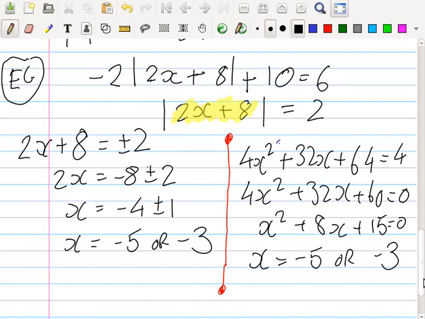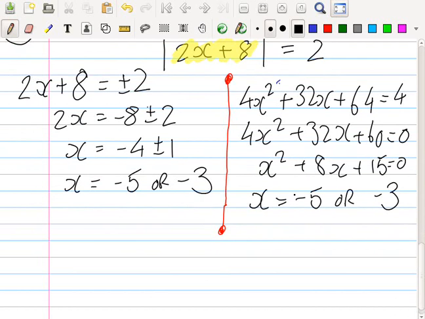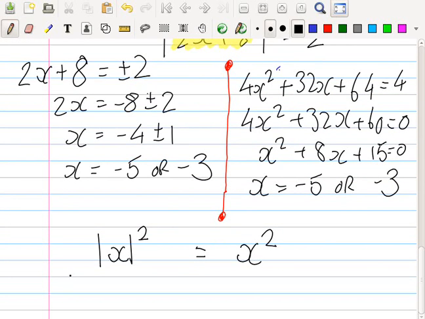Okay, why does squaring it work? I claim that if I square this absolute here, that is the exact same thing as just x squared. I don't need the absolute anymore. Now if you square an absolute, the absolute goes. Why does that work? Well, you only really have two possibilities. Suppose x is a positive number. What's the absolute of a positive number? Positive. So there's no change. So I just have positive squared.